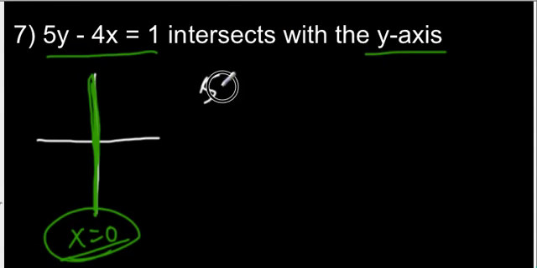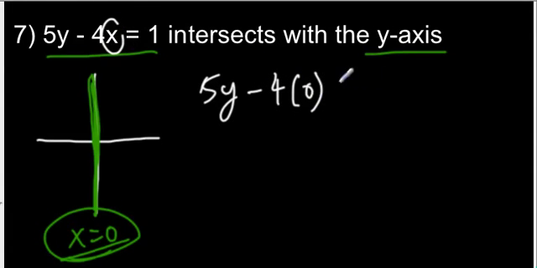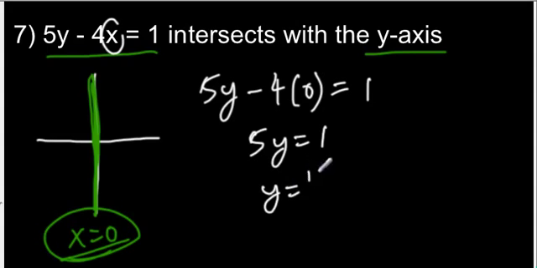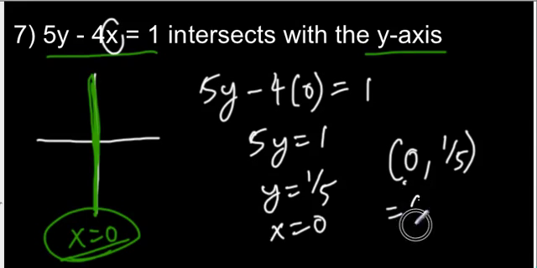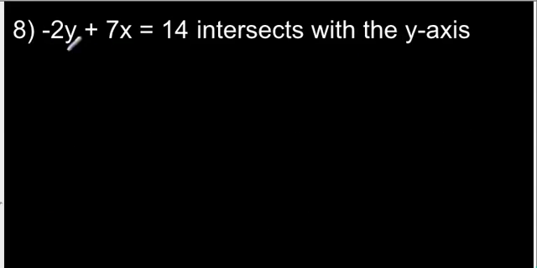But since we know x is equal to 0, I'm just going to switch back colors. So we have basically 5y minus 4 times 0 this time, because the x is 0, is equal to 1. So 5y is equal to 1. So y is equal to 1/5. So our point of intersection, and remember x is equal to 0, is 0, 1/5. Or if you wanted, you could have just done 0, 0.2, since 1/5 and 0.2 are the same thing. Okay, so that's number 7.